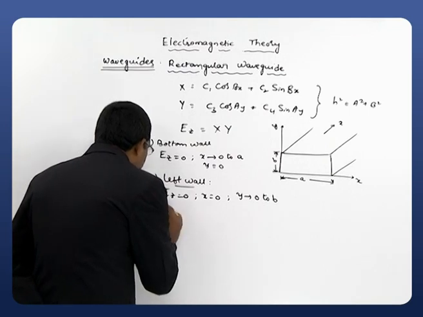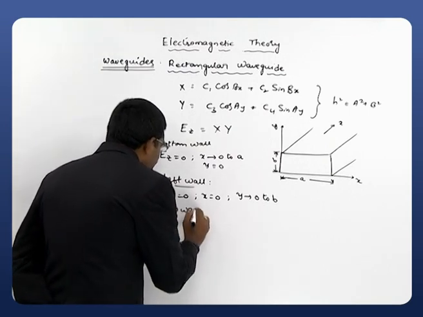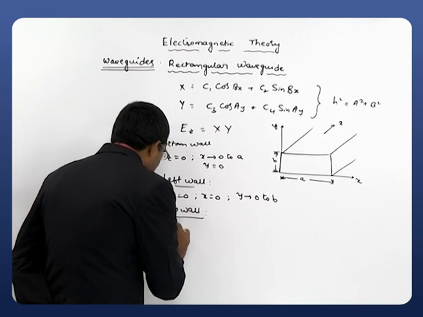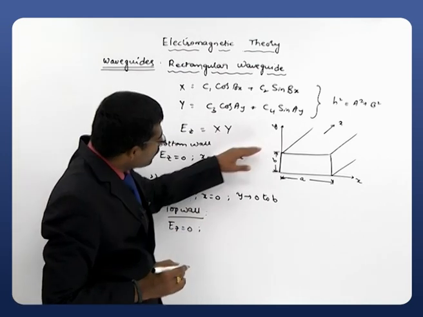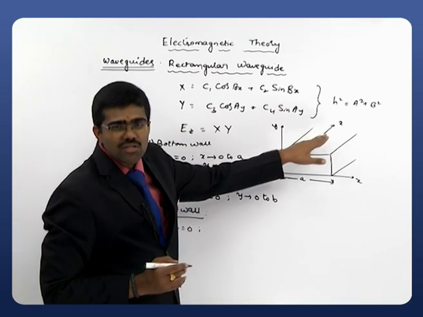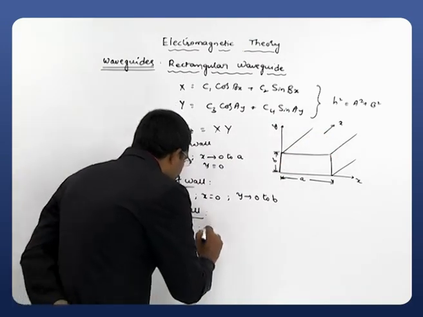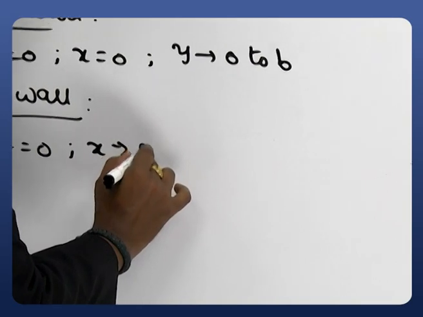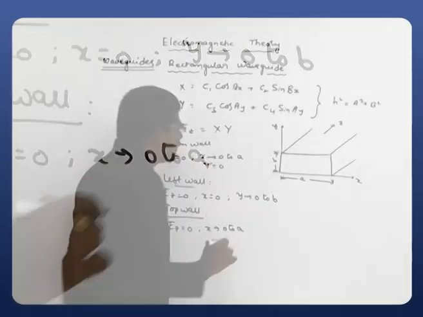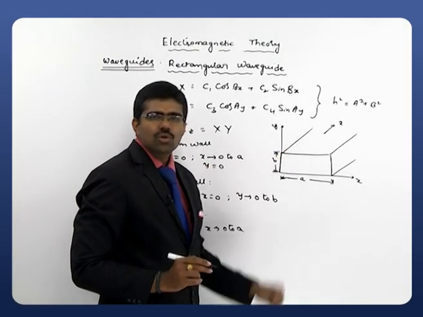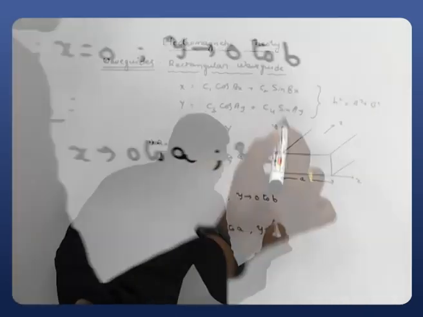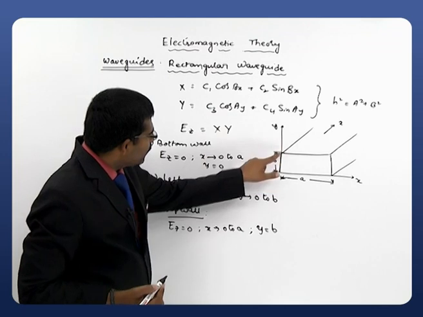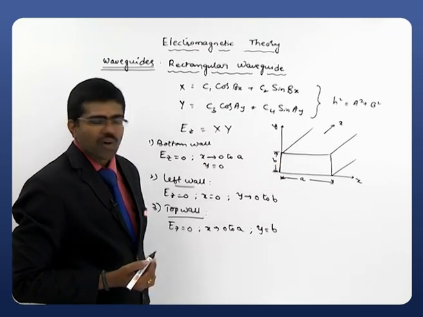And the top wall. For the top wall, what is Ez again? Ez is equal to 0. The electric field component for this one is also 0 since it is a tangential component. And what is the value of x here? X extends from 0 to A. For the top wall also it extends from 0 to A. And what is the value of y? Y is equal to B. That's what we have. Exactly, y is equal to B is applicable for the top wall.